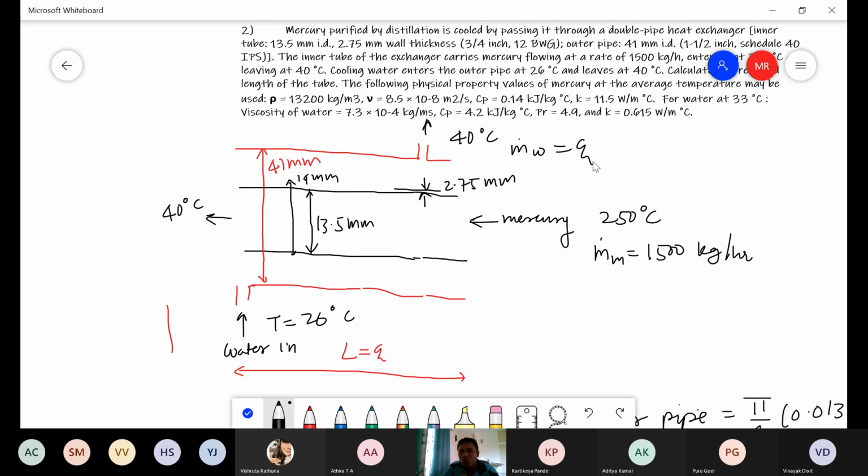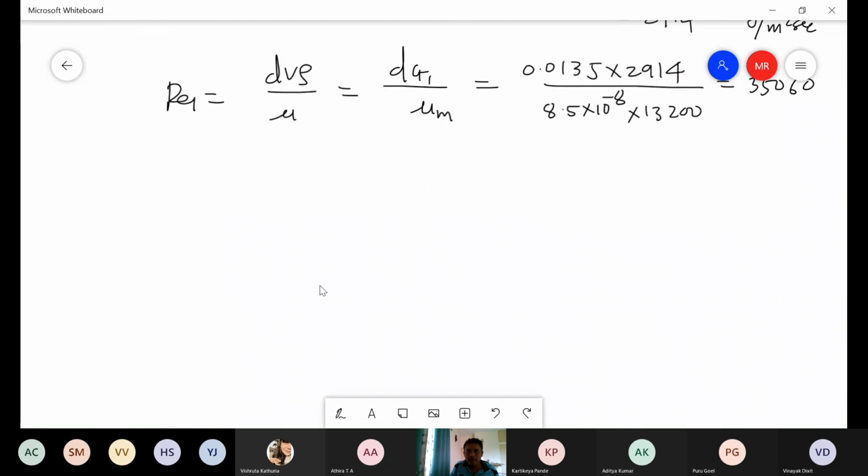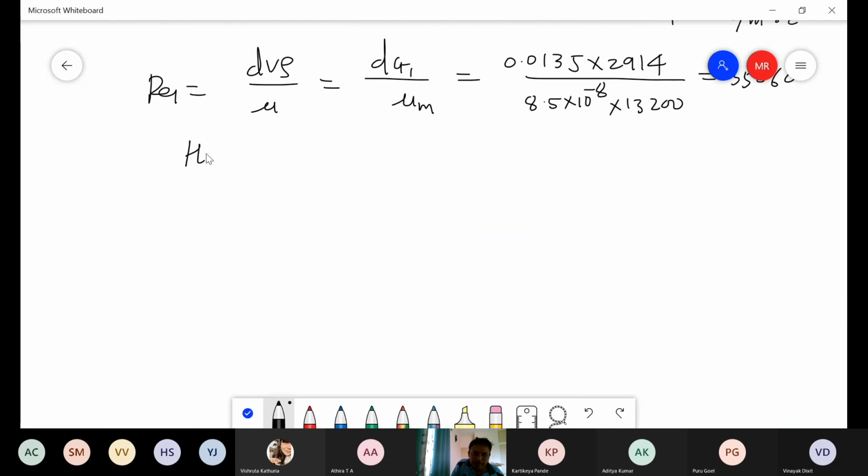So we can calculate MW dot directly by making a heat balance. Whatever heat is lost by the mercury should be the heat gained by the water. And if you make that balance, we can directly calculate MW. Okay, so let us do that. So from the heat balance, heat lost by the mercury should be the heat gained by the water.